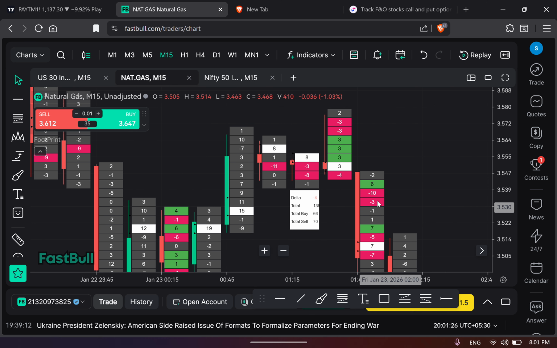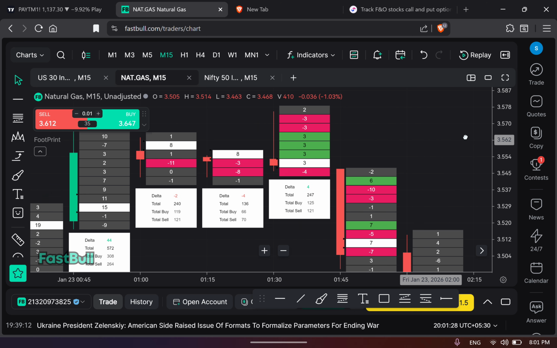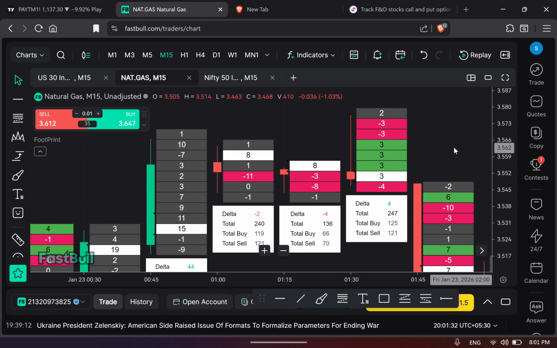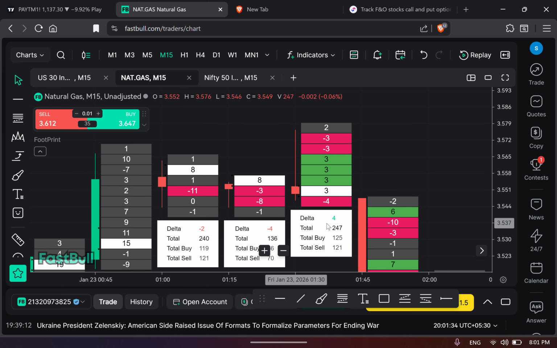That's the reason we are not able to see the aggressive smudge, but it's okay. We can convert this. So here, what you're able to see: total delta is 4, minus 2. Here the total delta is clearly saying that sellers are in control, a red candle and total delta is 2. And here delta is negative 4, so here also sellers are in control.